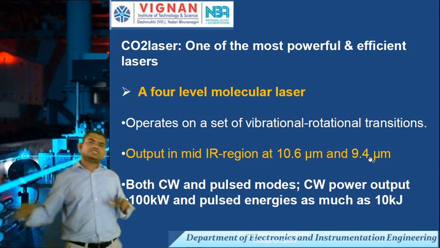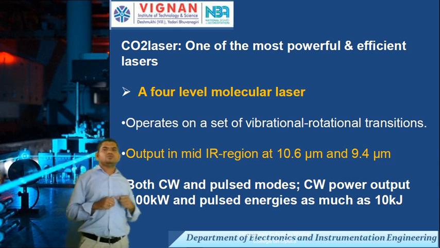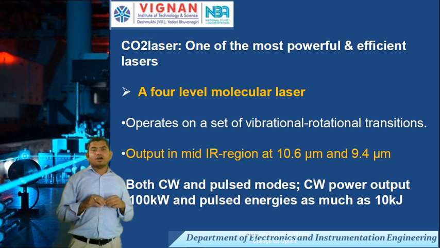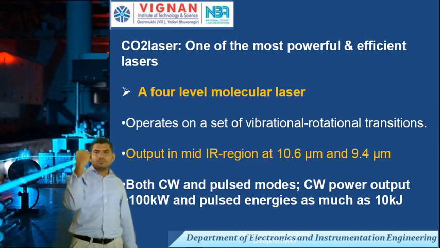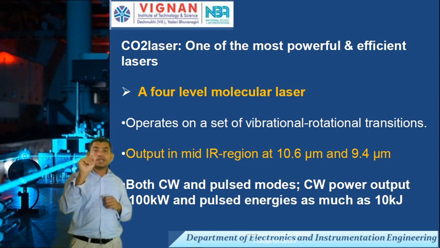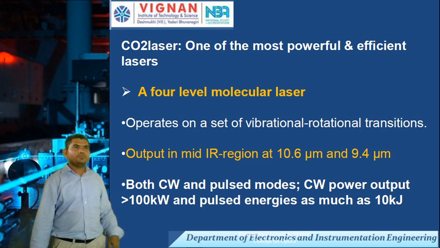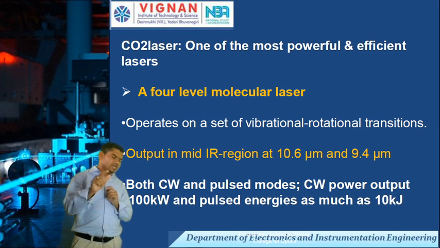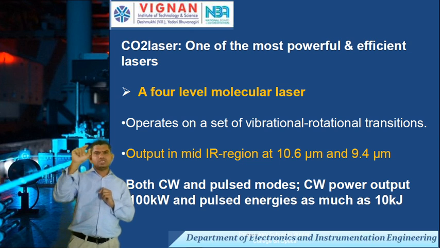Now, the carbon dioxide laser is one of the most powerful and efficient lasers. This is a 4-level laser. It operates on a set of vibrational and rotational transitions. The output is in the infrared region only, in the range of 10.6 micrometers to 9.6 micrometers. The output is available in continuous or pulsed mode.